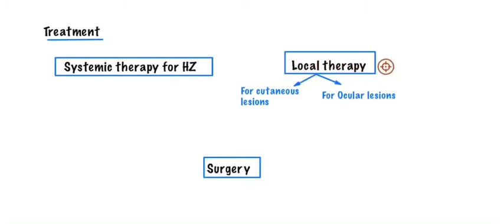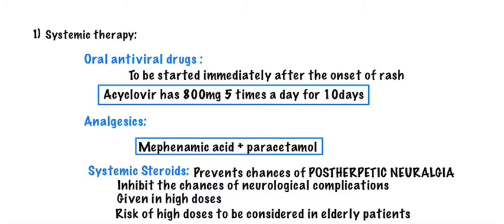Then there is local therapy. Local therapy aims at cutaneous lesions and ocular lesions. You know, the skin is very affected in herpes zoster infections, and also the eye. Then there is surgery, surgical management. So first we'll see the systemic therapy and how it works. Systemic therapy includes oral antiviral drugs, analgesics, and systemic steroids.